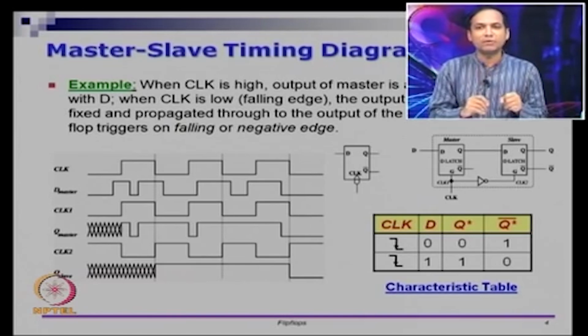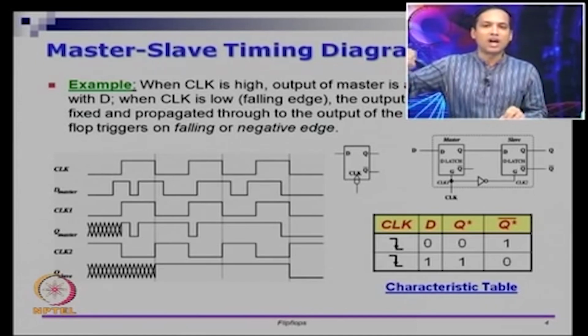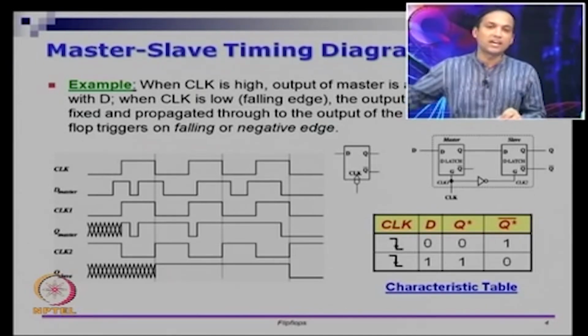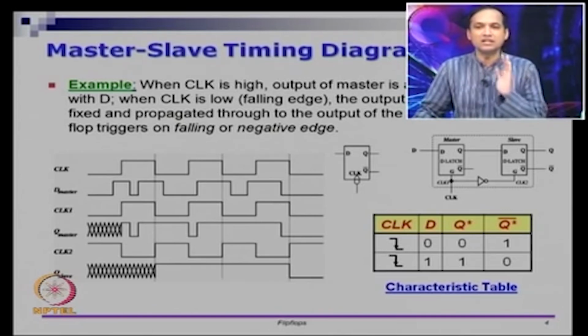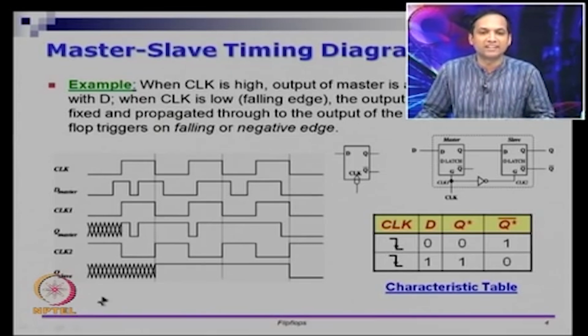Once the negative edge happens on the CLK signal, CLK will remain at 0, then come back to 1 and remain at 1 and then again go back to 0, right. That is the periodic nature of CLK. During all these periods, any change in D will not reflect as a change in Q of the circuit. This is my claim. So, let us validate that.